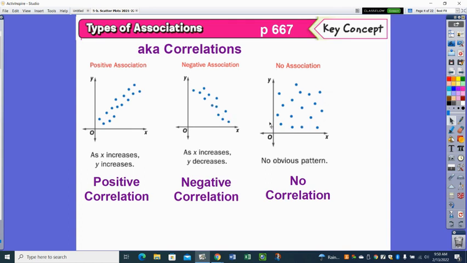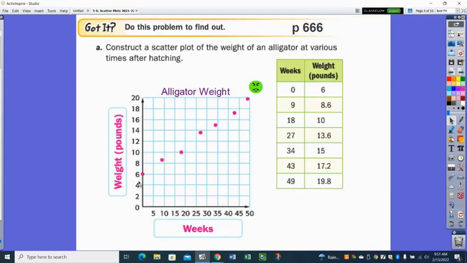The third case is a hot mess. Like you can't even draw a line here. There's no pattern, which says there's no connection between whatever data set we're talking about. So if we go back to our alligator, do you see a positive correlation? There is a positive connection between his weight and the number of weeks that have gone by.